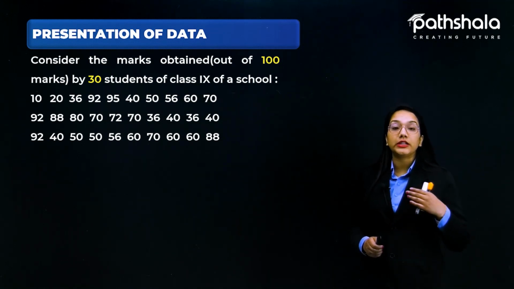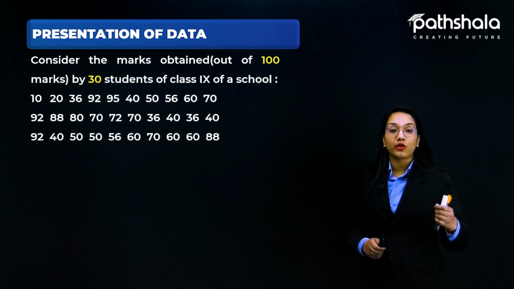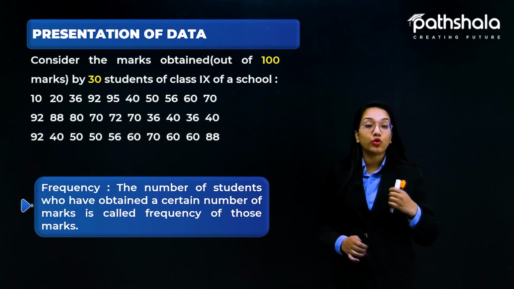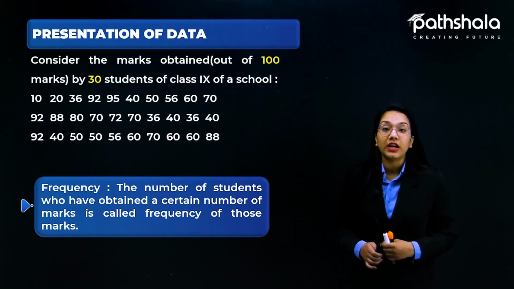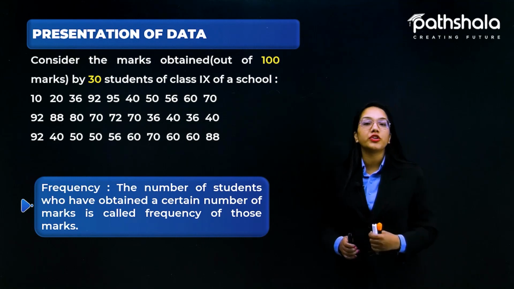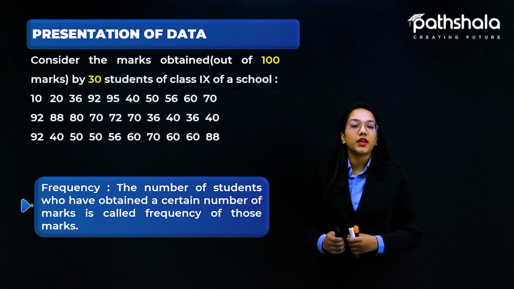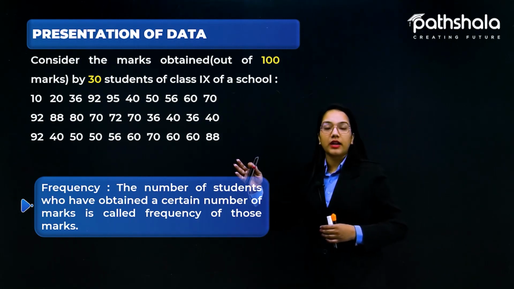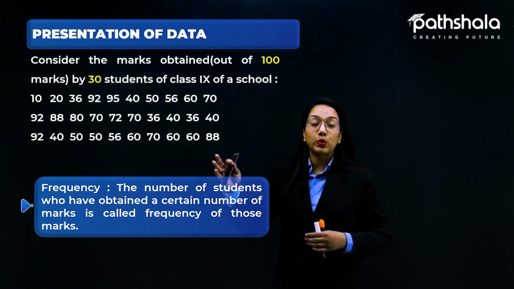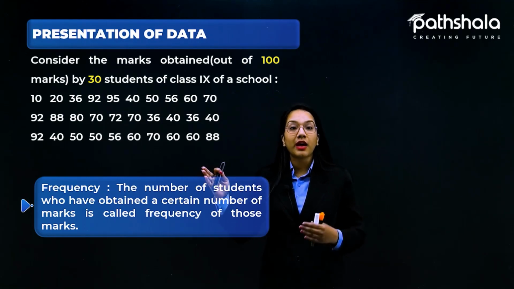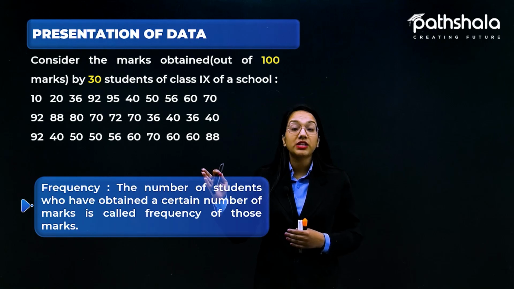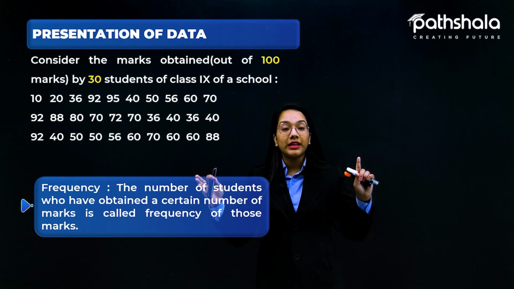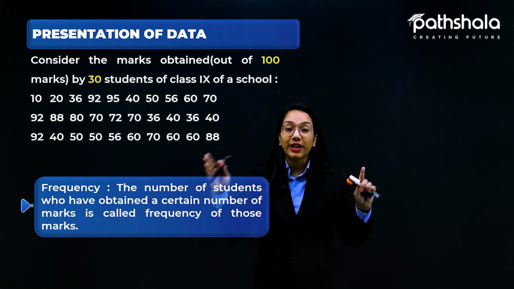For this data, we use frequency to represent it. What is frequency? Frequency means the number of students who have obtained a certain mark is called the frequency of those marks. What does it mean? Let's talk about this data. You can see we have a student who obtained 10 out of 100 marks in a test. So 10 is coming only one time. What is the frequency of 10? 10 is coming only one time, so the frequency of 10 is 1.